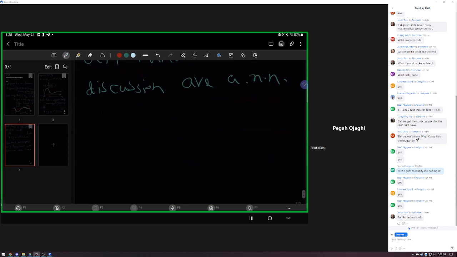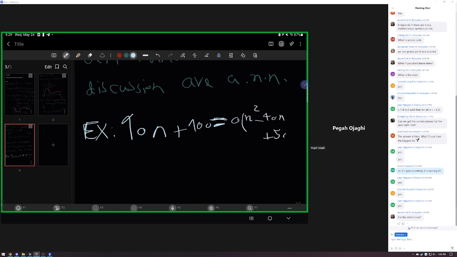Let's see. I explained another example yesterday. Example that we are going to have: we are going to show 10n plus 100, and I want to find the big O notation. So I can say equal, this is the definition of big O. So I can say it is O of n squared minus 40n plus 500.